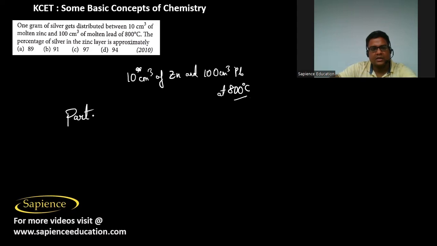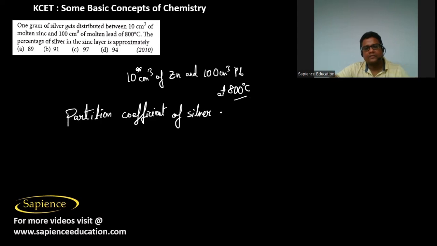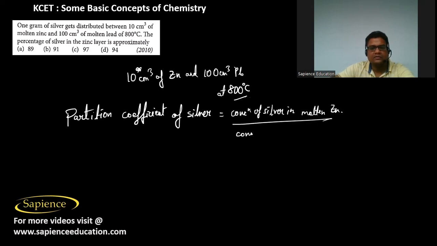Actually, there is something called the partition coefficient. The partition coefficient of silver is given as the ratio of the concentration of silver in the molten zinc divided by the concentration of silver in molten lead at 800 degrees Celsius.